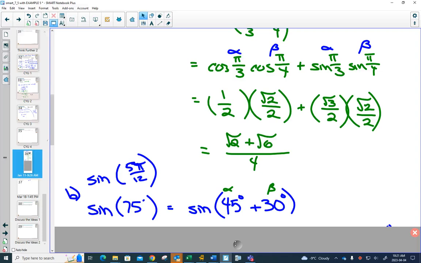More typically, you will get this question in radians, but we're going to do one in degrees as well. So again, what we need to think of is, are there two things that add or subtract to give you 75 degrees? And I think 30 plus 45 is probably the most obvious. There's more than one way. You could do 120 minus 45.